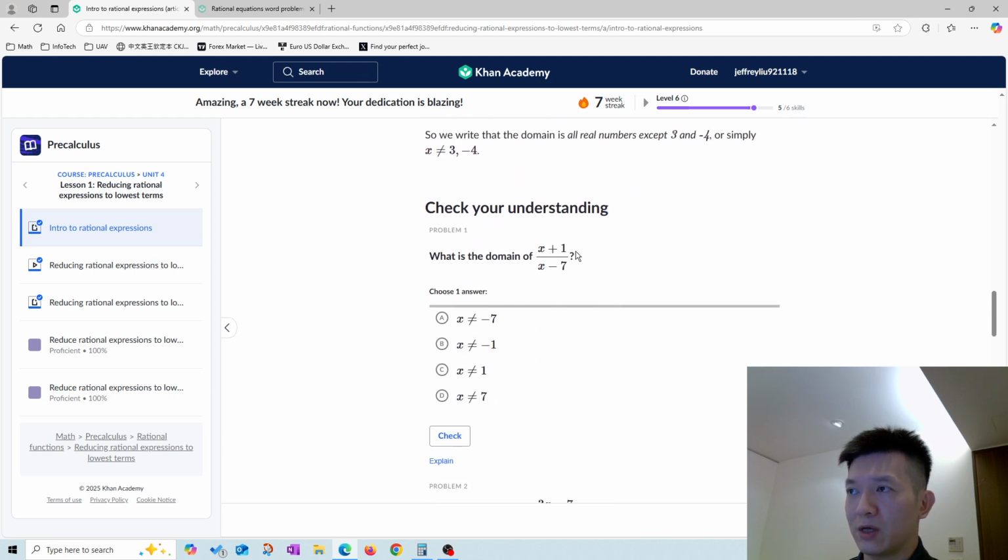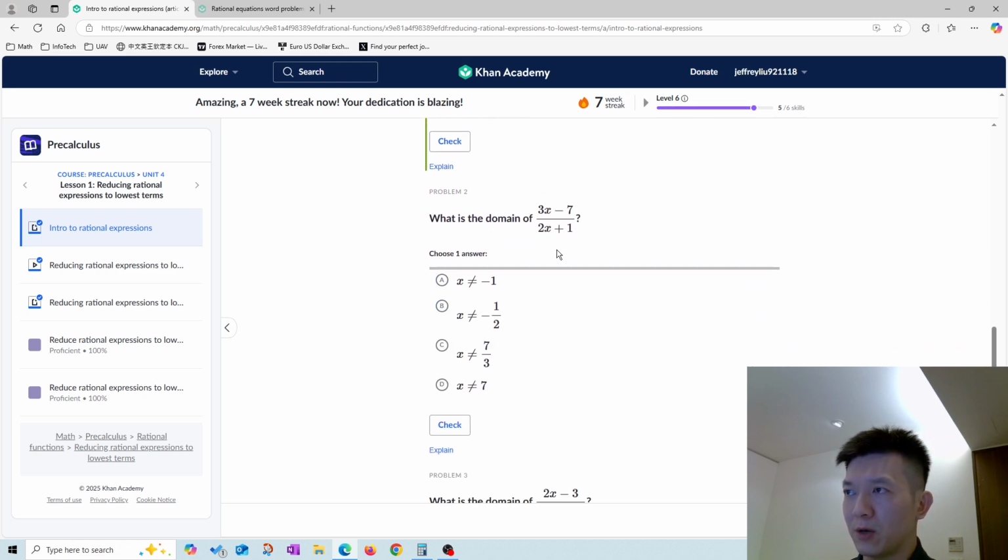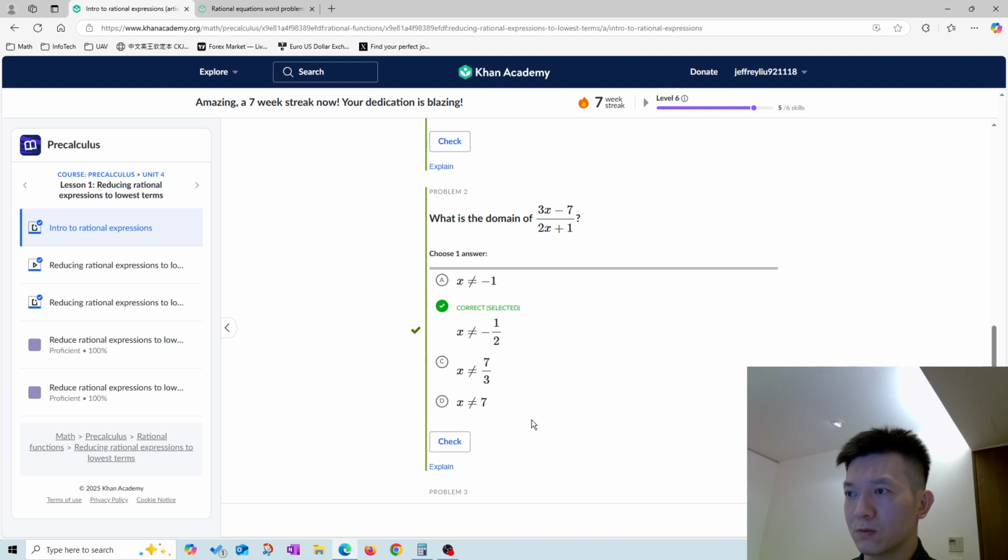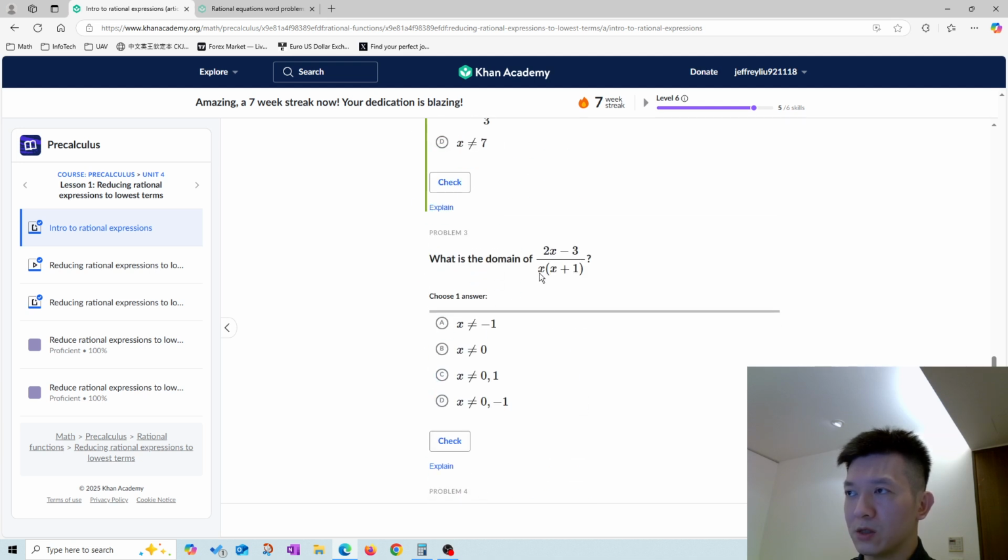So we can test out our understanding. This will be 7, right? 7 will make this undefined because it will make the denominator 0. And how about this one? Negative 1 over half, right? 1/2, right? So this will be this one. And how about this one? This rational function has two answers, right? Because 0 makes this undefined and negative 1 as well. So it has two answers.